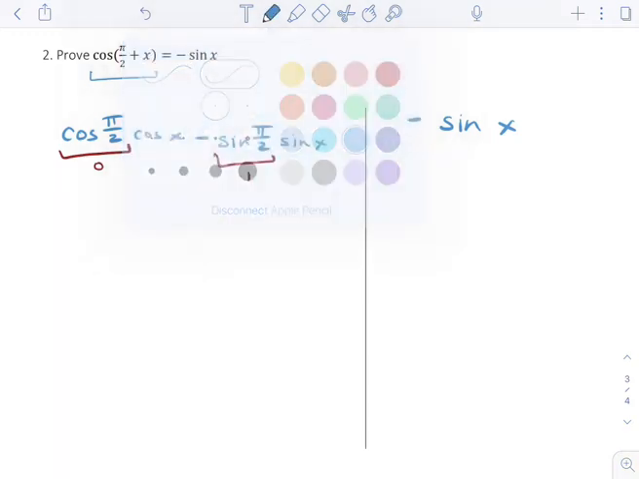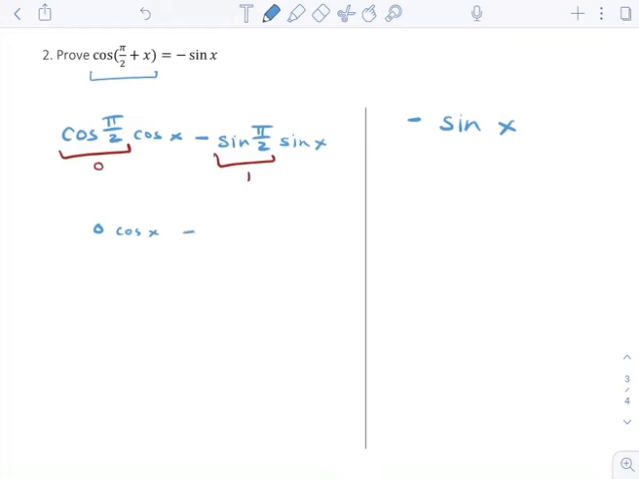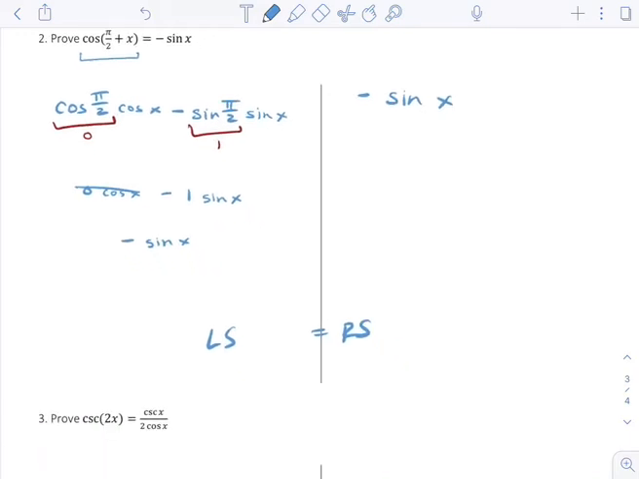So if I evaluate those, I get 0 times cos x. That's going to wipe that term out. On the right side, I have 1 times sine x. So 0 times cos x is just 0. I'm left with negative 1 or negative sine x. And we evaluate it. Left side now equals the right side. And we keep going.